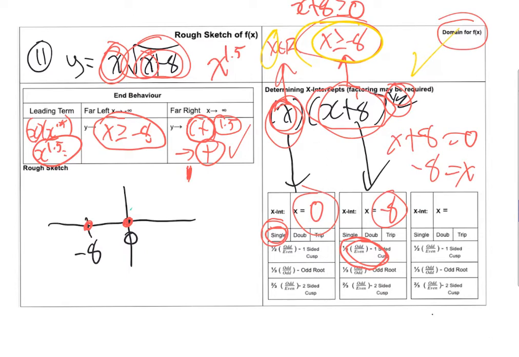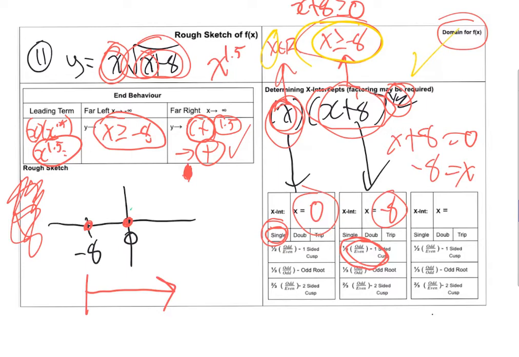So if it's a one-sided cusp, let me think about this. In this case, sometimes it makes more sense to go from the right than the left, because I know that the graph doesn't exist out here, right? There is no graph. It's only to the right. I'll put an arrow across. It only goes to the right of and including negative 8.